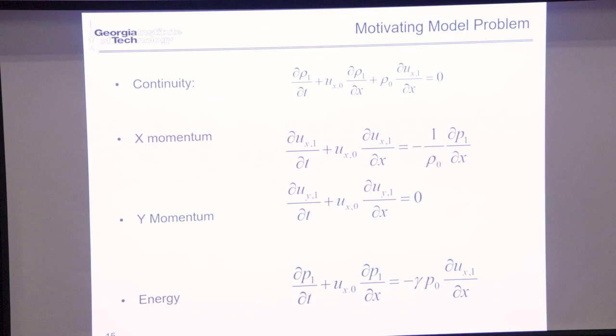So I'm going to assume that all my disturbances only vary in the x direction. So all my spatial derivatives, all my divergence del dots, just become d by dx. Okay?